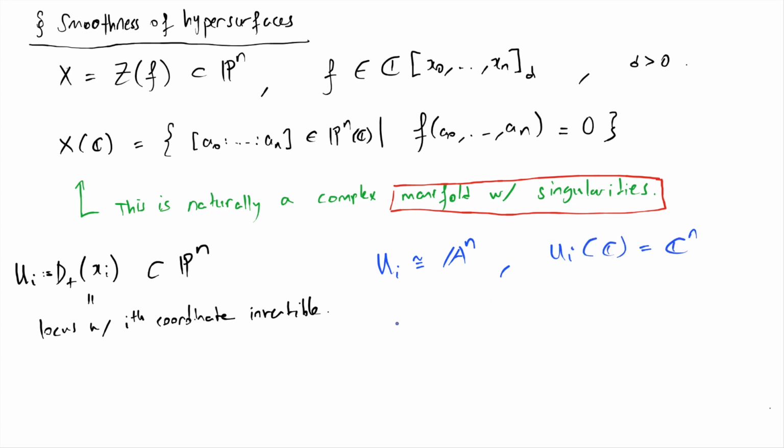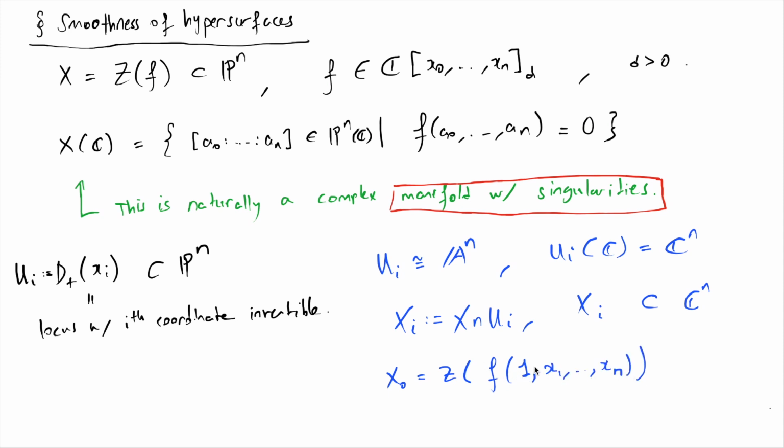And then it makes sense to consider the intersection of X with Ui. So then this intersection Xi is going to be a subset of Cn. For example, let's write X0. We will see immediately that if x1 through xn are the coordinates of U0, then we can write X0 as the zero locus of the polynomial obtained from f by plugging in 1 in the first coordinate and using the coordinates of U0 for the rest of the coordinates.